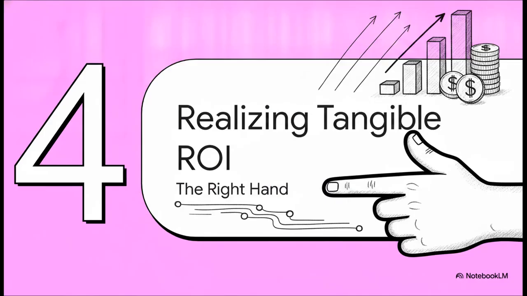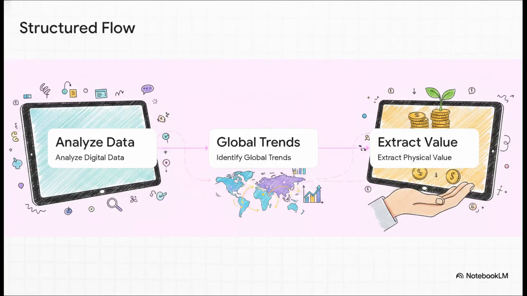Which brings us to the payoff. Section 4, realizing tangible ROI, the right hand. Let's see how this builds. Here is how this invisible, highly structured action flows seamlessly across our subject. Step 1 happens right on the tablet, analyzing digital data. Step 2 is also on the tablet, identifying those global trends. And that seamlessly leads us to Step 3 in the right hand, extracting physical value.